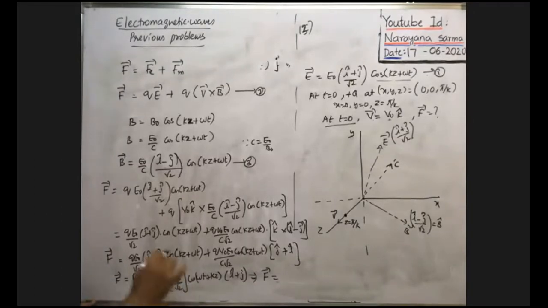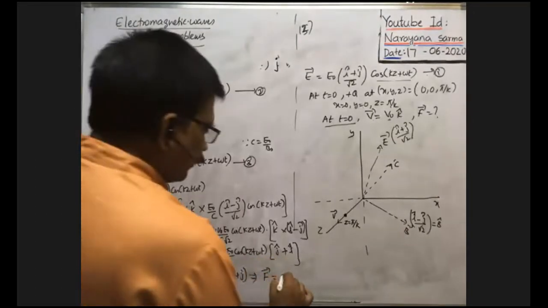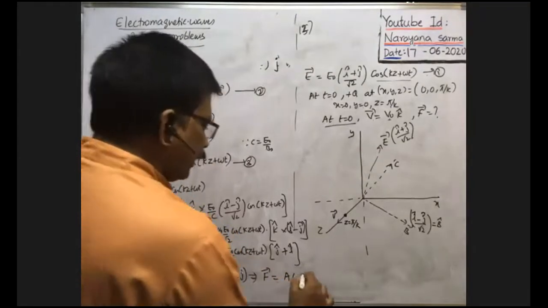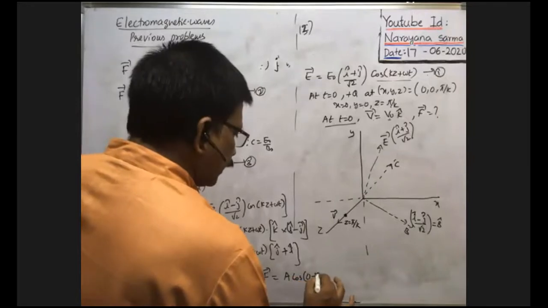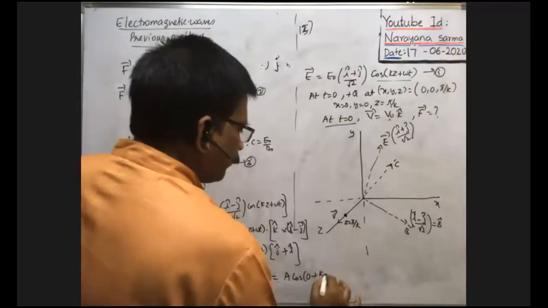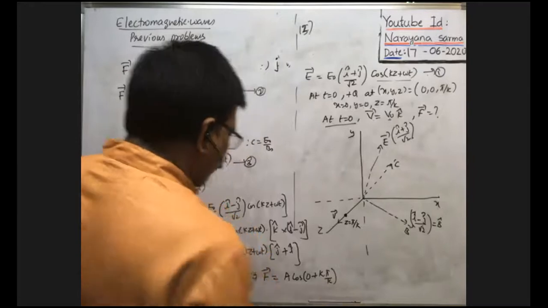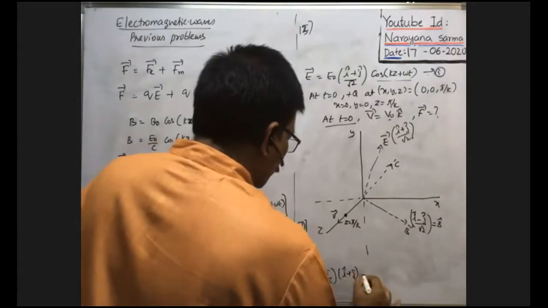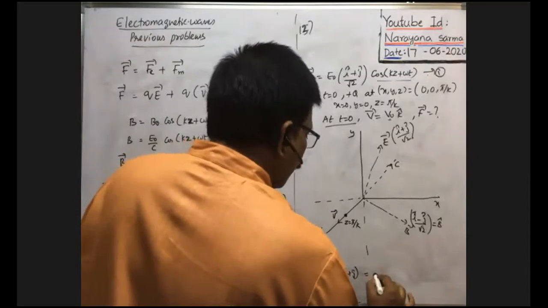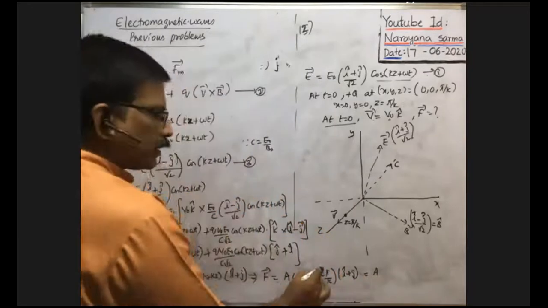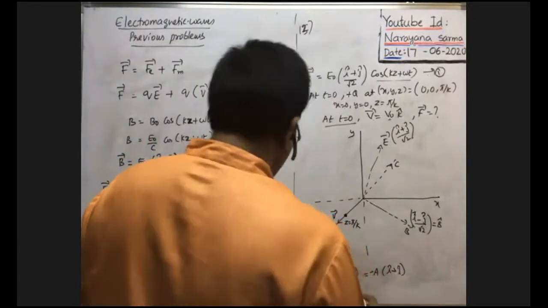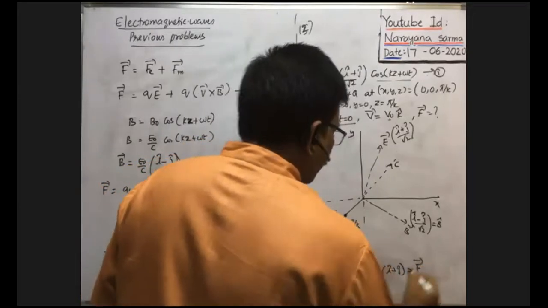That implies F bar is equal to, you take this as constant, capital A, into cos(ωt), t is 0, that's why 0, plus kz means pi by k, into (i cap plus j cap). This is equal to A into cos pi, k cancels. Cos pi means minus 1. That's why minus A into (i cap plus j cap) we can get. That means this is the direction of the force acting on it.